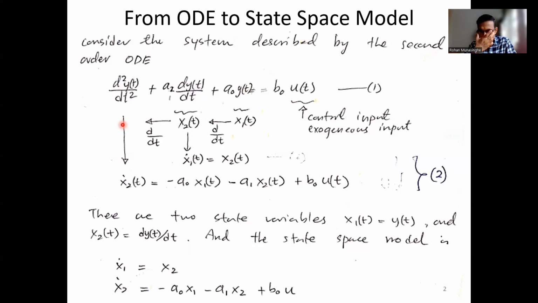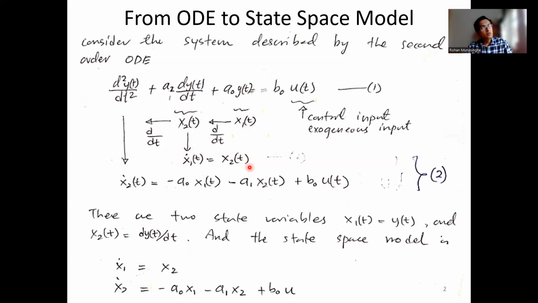Now immediately you can see some relationship between these two. If you compare x1 and x2, you can say this. If you take x1(t) and differentiate it, you get x2. Of course, yes. If you differentiate y, you get dy over dt, this one. So x2 is equal to x1(t) dot. So you can write it over here.